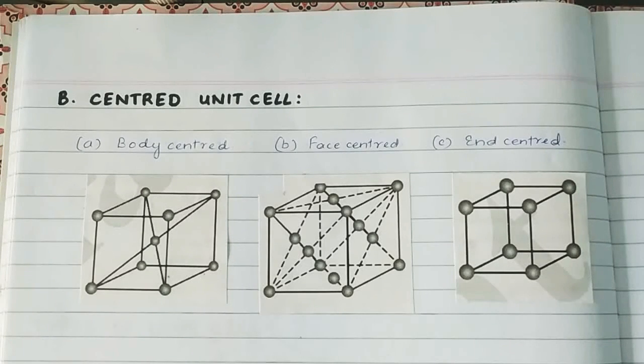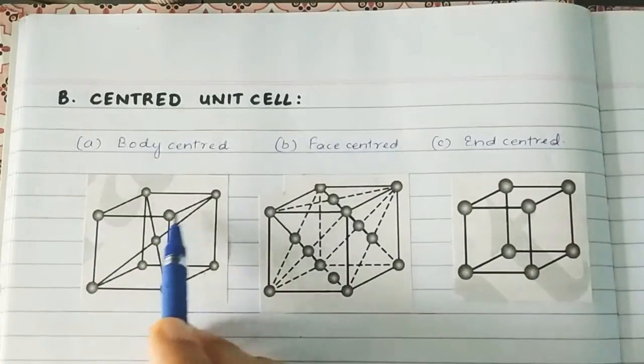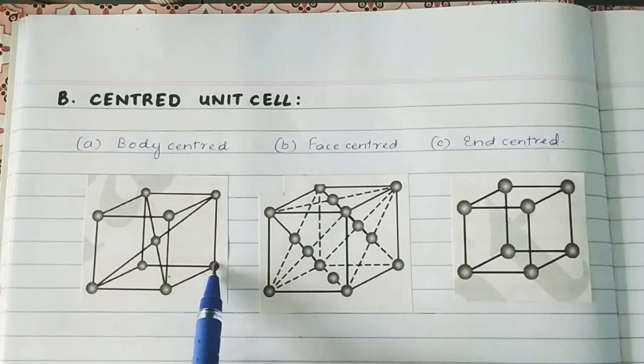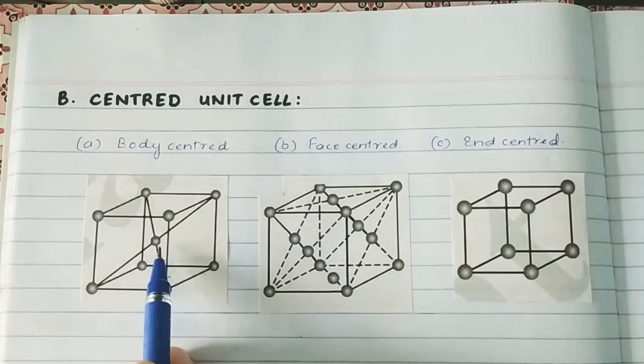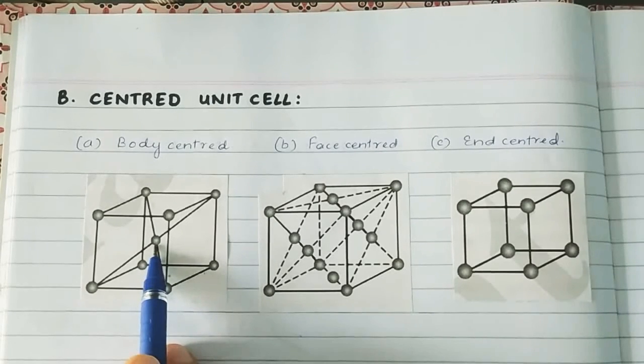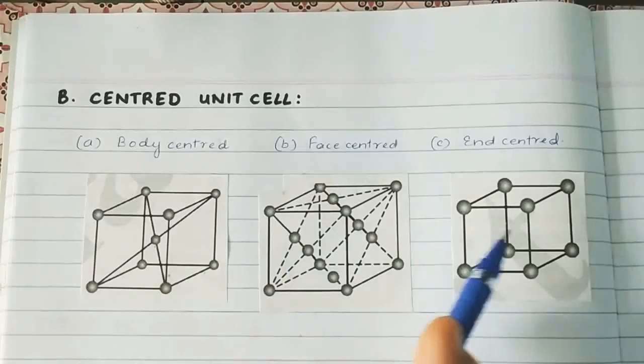So today we will see the second type of the unit cell, that is the centered unit cell. Okay, so centered means what? Centered means in addition to the four corners of the cubic lattice, there is one atom at the center. Now when I say center, it may be any center. Depending on that, they are classified into three types.